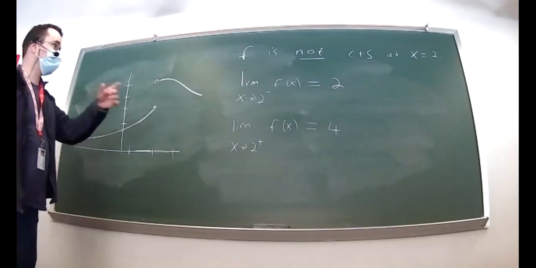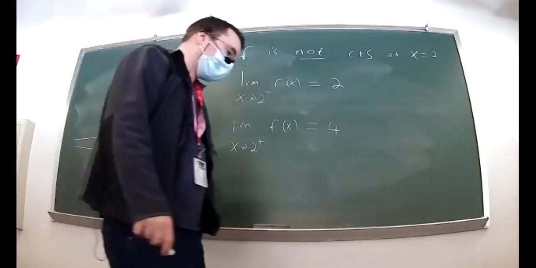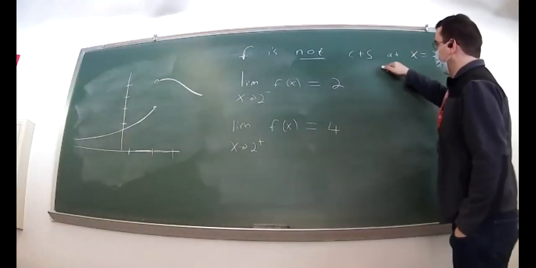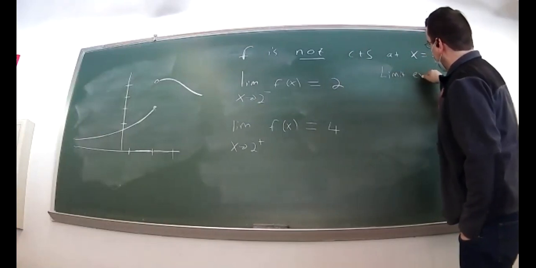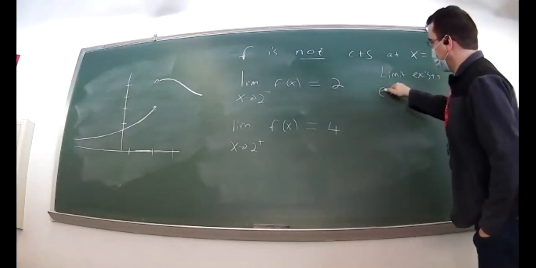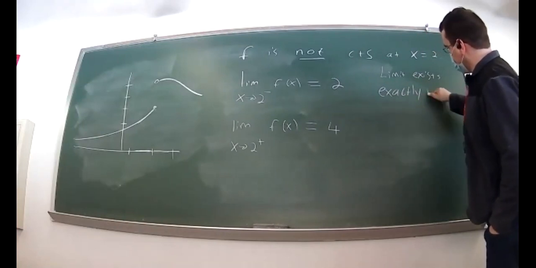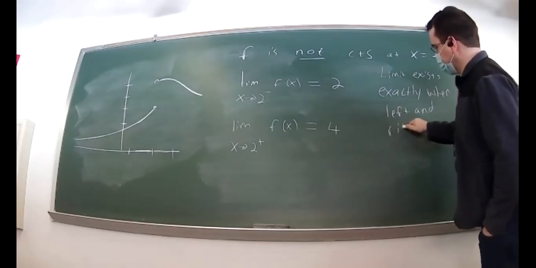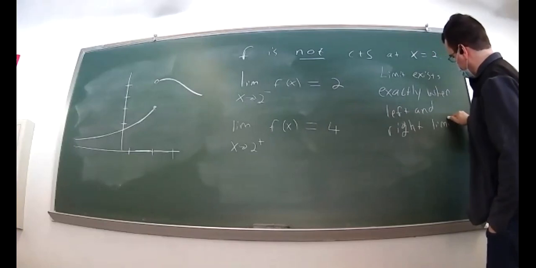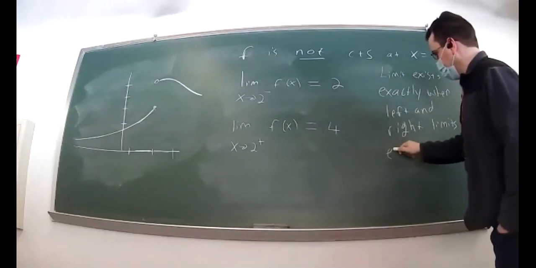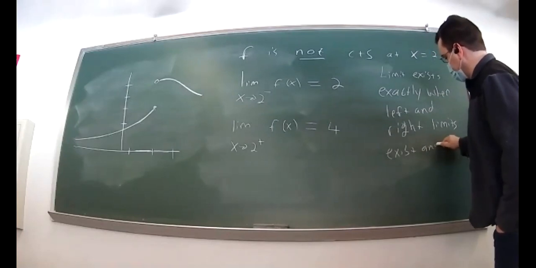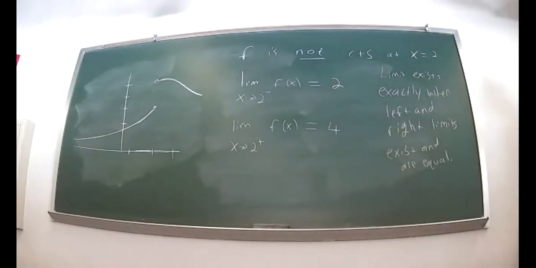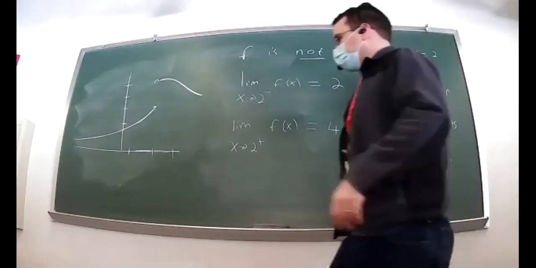And whenever you have the left-hand limit and right-hand limit disagreeing, that means the limit doesn't exist. So just a little note about that: the limit exists exactly when the left and right limits exist and are equal to each other, which is not the case here.